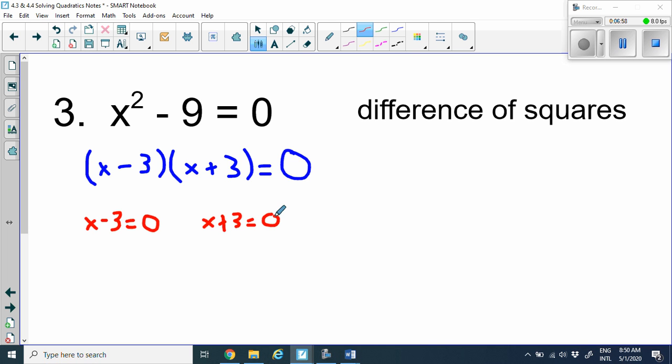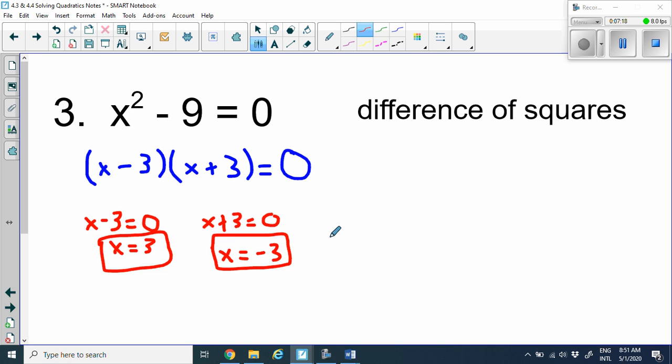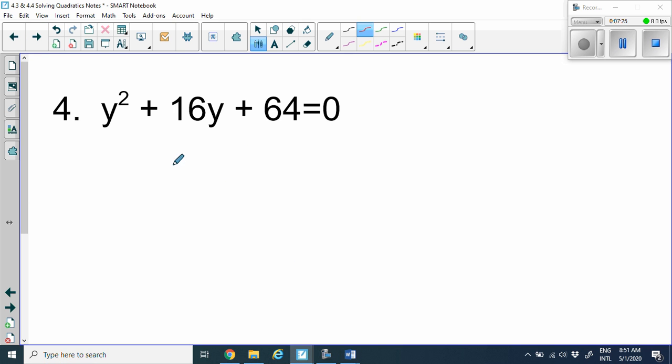I solve for my variables. For the first one, I'm going to add 3 to both sides. So that will give me x equals 3. On the other one, I'm going to subtract 3 on both sides, so I get x equals negative 3. So x equals 3 and x equals negative 3, they are my solutions. They are my roots. They are my zeros. Okay, what I would like you guys to do is go ahead and pause the video and try example 4.